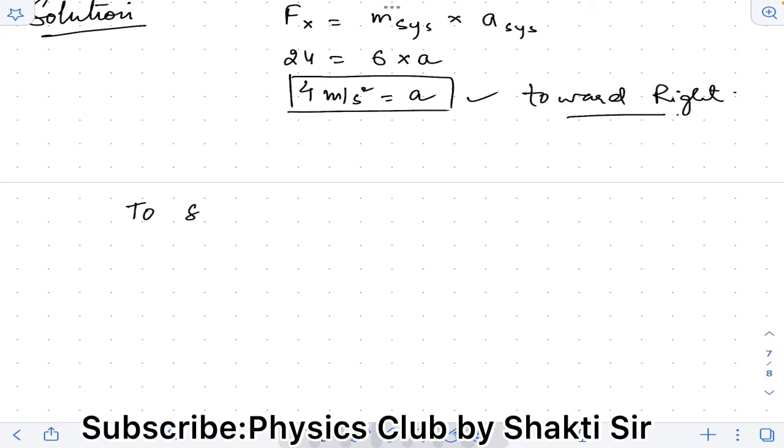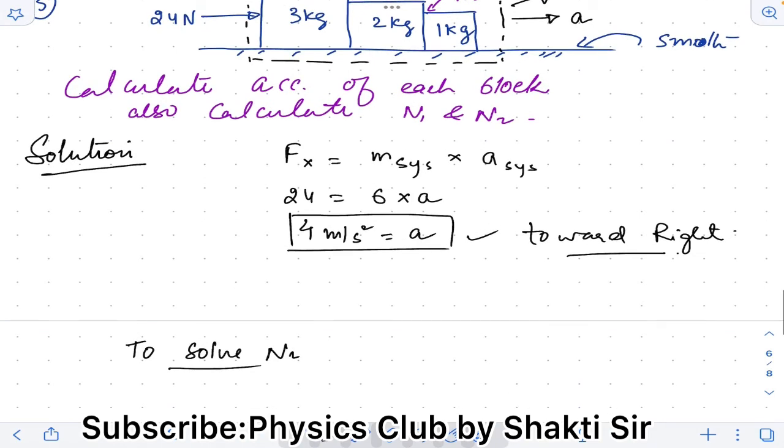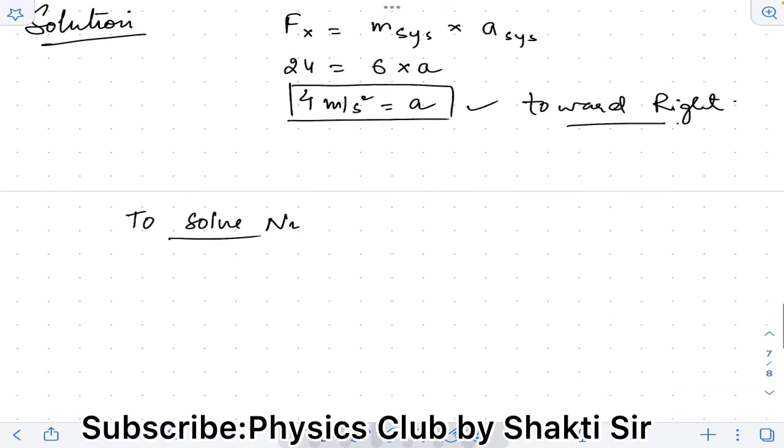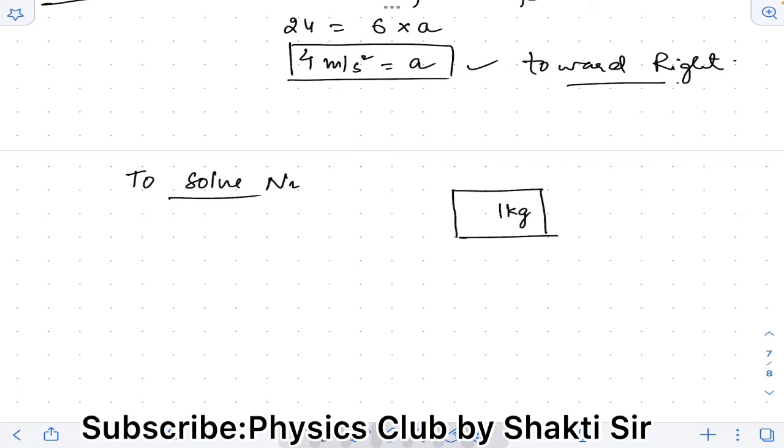To solve N2, I'm going to draw the free body diagram of the 1 kg block. This is the 1 kg block. N2 acts on the block in this way. Obviously, I am neglecting the gravitational force and the normal reaction applied by the ground on the block, because these two are in the vertical direction. I am only drawing the forces acting on the block along the x-axis.